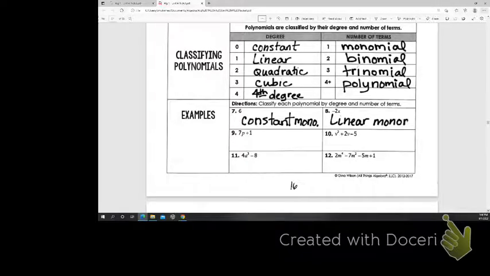So we can name it both by how many terms and by the degree. How about 7p plus 1? What degree is that? What's the high? It's a binomial, and then is it a constant? Is it linear? Linear, right? Because it only has first power. It does have a variable, so this would be a linear, and you're right, it is a binomial because it has 2 parts.